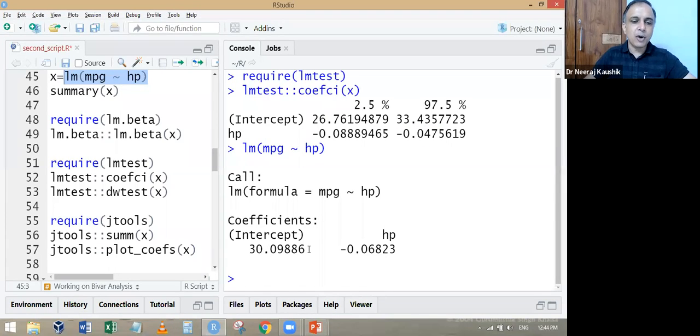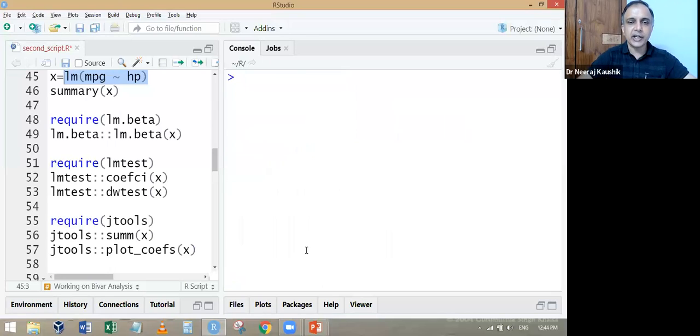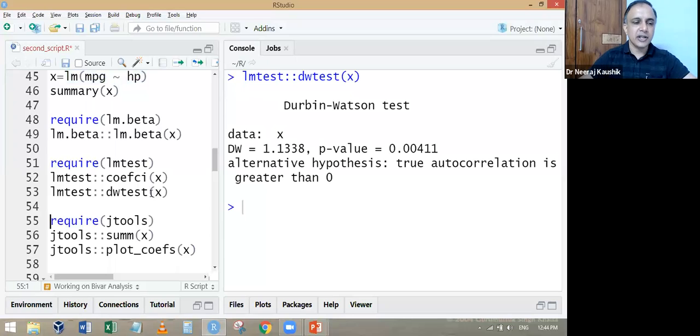So you must know about these concepts. Doing it in R is simple fun. What is the Durbin-Watson test? Durbin-Watson, it's again in the LM test. DW test is the name of the function. Durbin-Watson test is basically a sort of a traffic light.